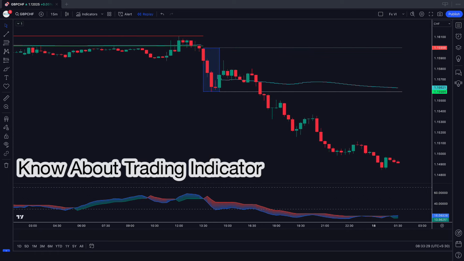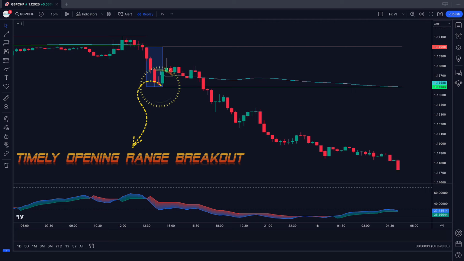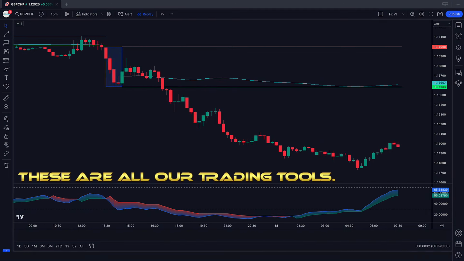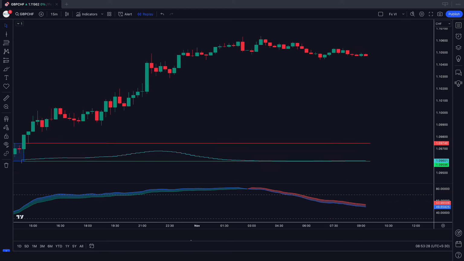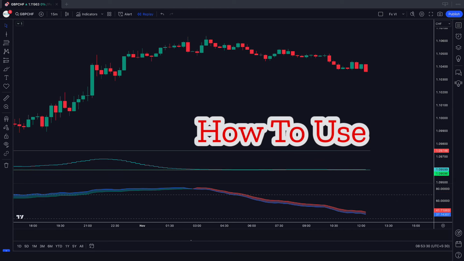First of all, let us know about the trading indicators. The high-low box on the chart is called the Timely Opening Range Breakout indicator. Here, timely means a fixed time. And the indicator at the bottom is the QQ Weighted Oscillator indicator, which will help us in finding the perfect trend direction. These are all our trading tools. Further, we will explain the trading setup. Let's see how we use these trading tools.